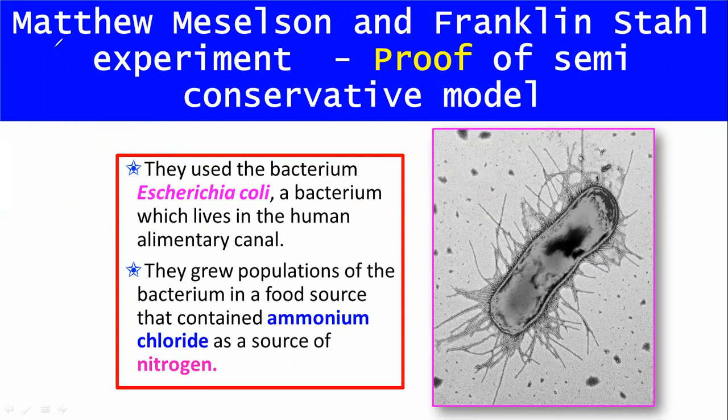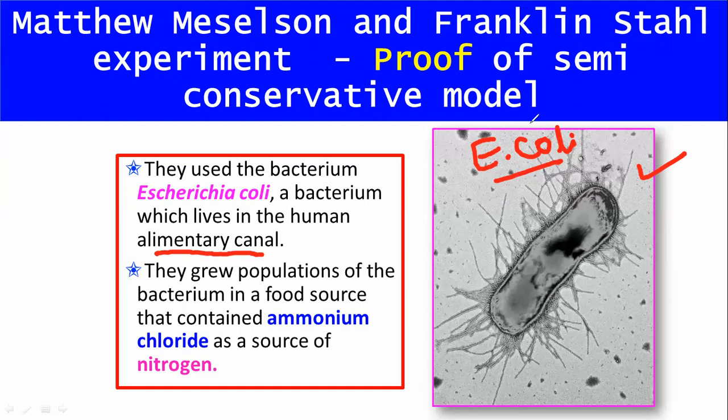There were two scientists, Meselson and Stahl. You can also say that only for this we remember the Meselson and Stahl experiment for the proof of semi-conservative replication. They used a very important bacterium, sometimes called E. coli. It's already present in your gut. It's very helpful for you, and this bacterium helps the alimentary canal in digestion.